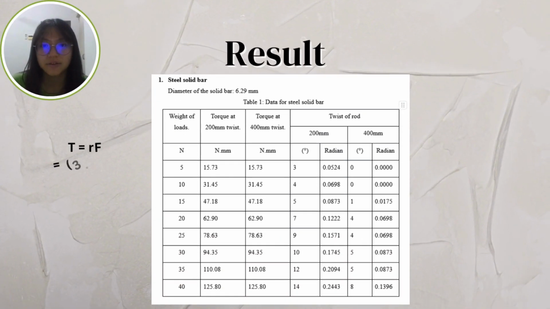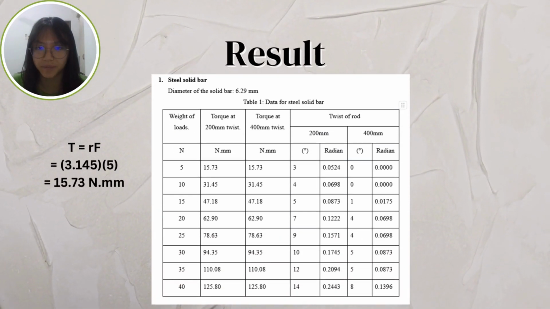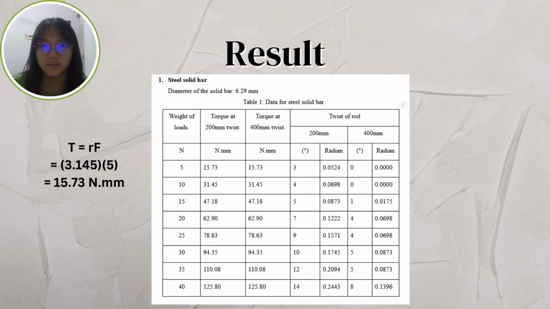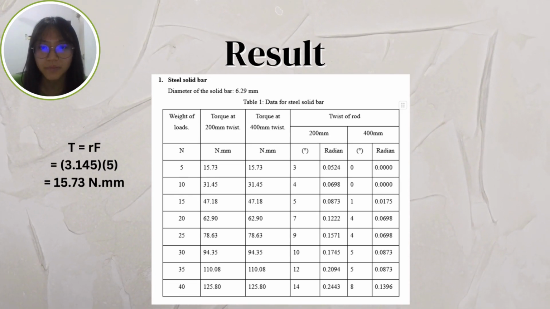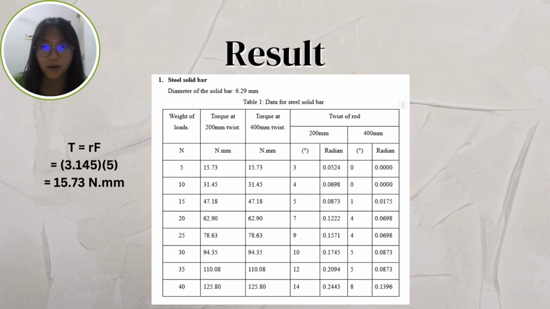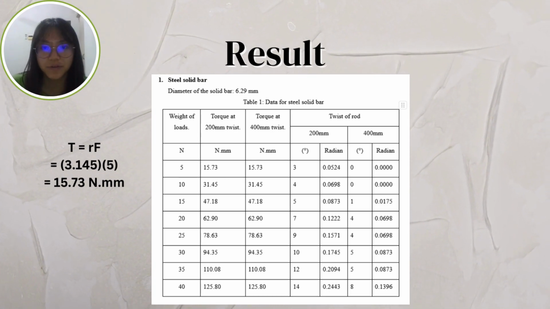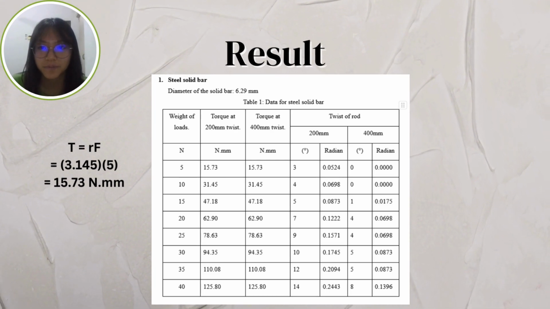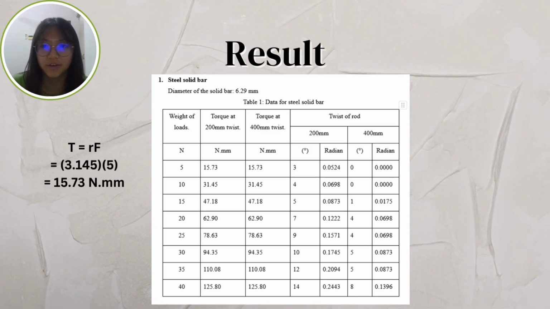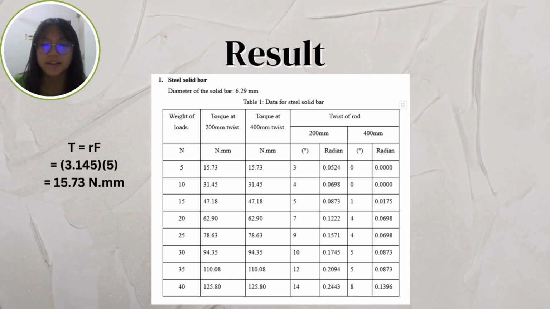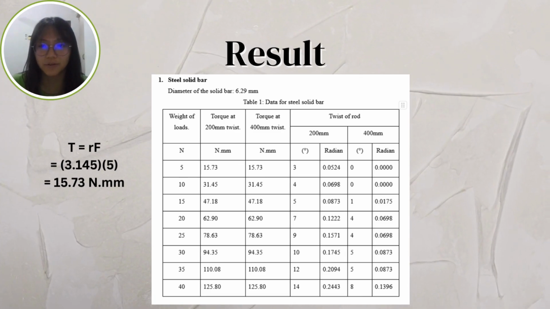Next is the result. Table 1 below shows the data for the steel solid bar. The diameter of the solid bar is 6.29 mm. As you can see, there is an increment of 5 Newton from 5 Newton until 40 Newton of load. In this experiment, we record the angle of twist for each load in degrees, and at the same time we change it to radians.